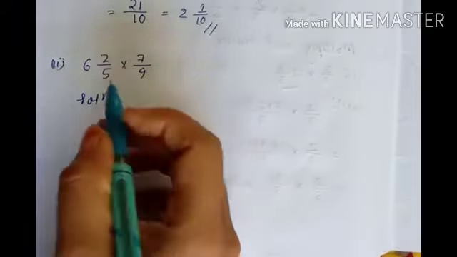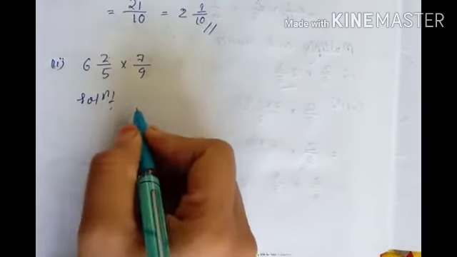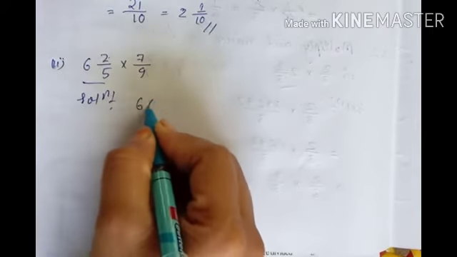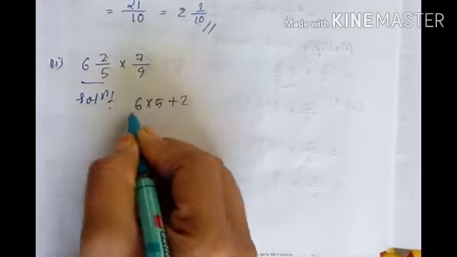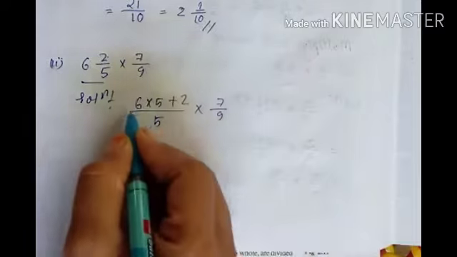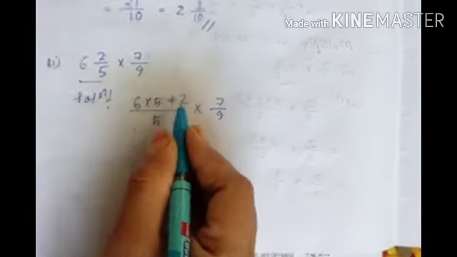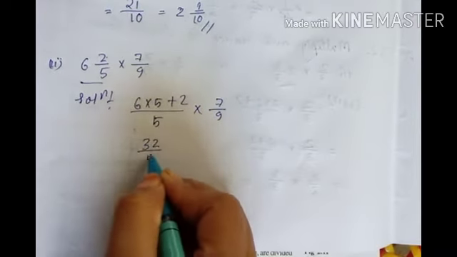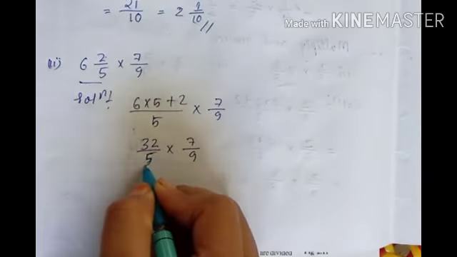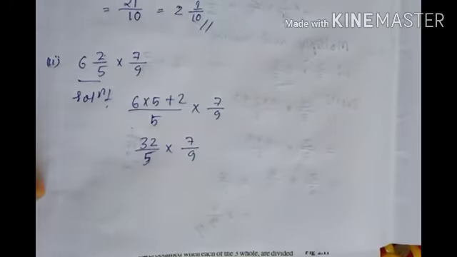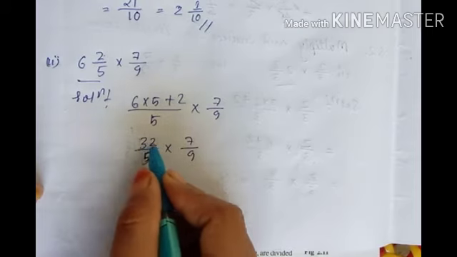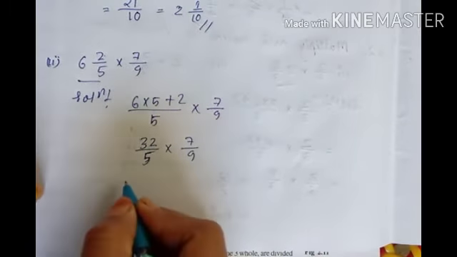So here is our question, 6 2 upon 5 into 7 upon 9. So you will convert this to what? Improper fraction. How will you convert? 6 into 5 plus 2. Don't forget this. Then 5, and multiply 7 upon 9. Now 6 5s are 30. 30 plus 2 is 32 upon 5 multiply 7 upon 9. Can we cancel any common number? No, 7 and 5 are prime numbers, we cannot cancel, and 32 and 9 also we cannot cancel.